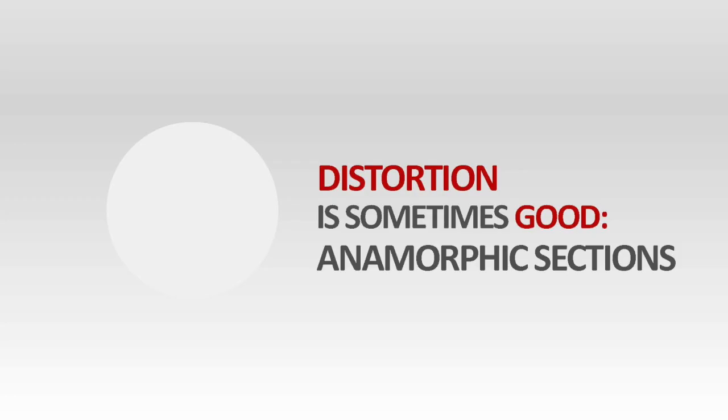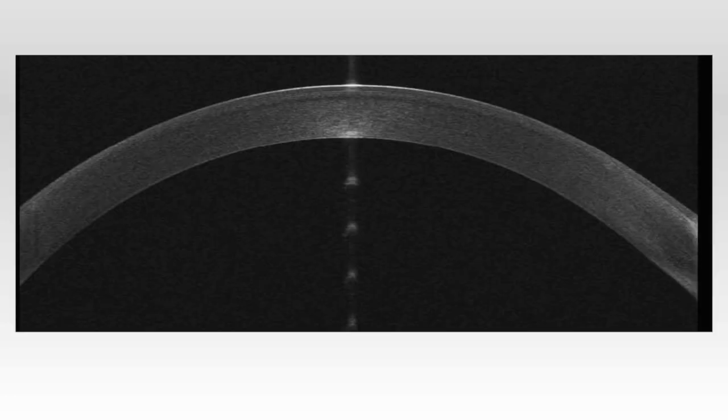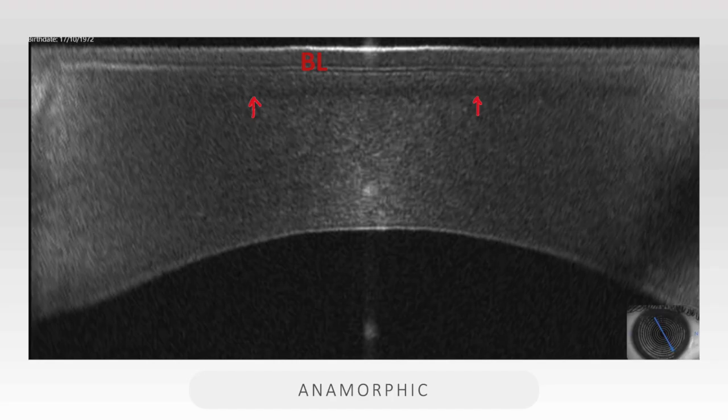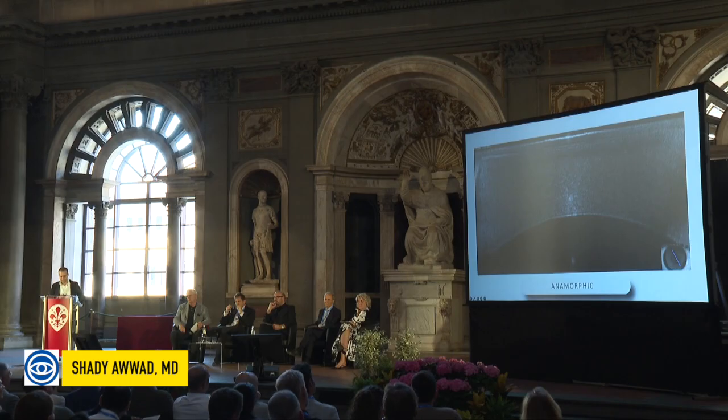Distortion is sometimes good. That's why I always look at anamorphic sections. And this is really what sets the MS39 apart from all other OCTs. Now, take a look here. You can easily tell this is a post-LASIK case, long time ago, keratome, and here's the tip. You always look at the interface as being hyper-reflective, but if it's been some time, the interface, especially in the center, not at the periphery, is hypo-reflective. So look at that.